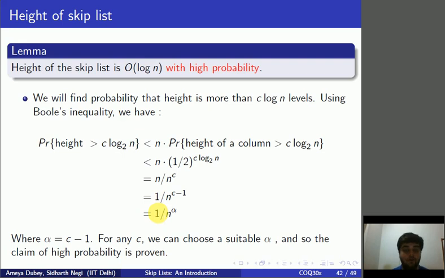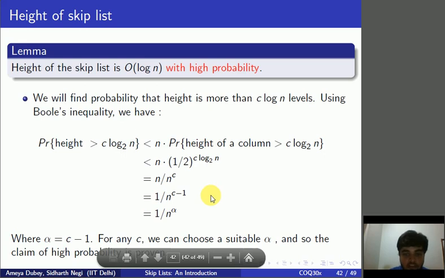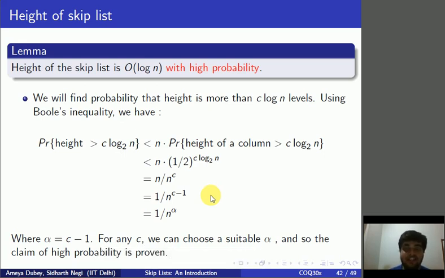So we have proved that the probability of the height being greater than C log n levels is less than 1 by n to the alpha. Alpha here is simply C minus 1, as you can see clearly from the derivation. So we have cast C in terms of alpha, and so we know that for any C we have a suitable alpha, and so we have essentially proven that this result holds with high probability.